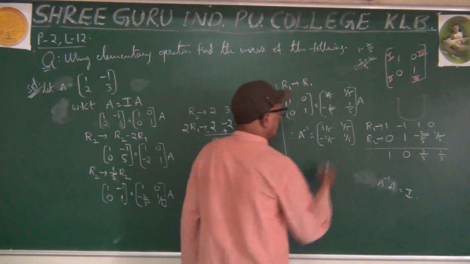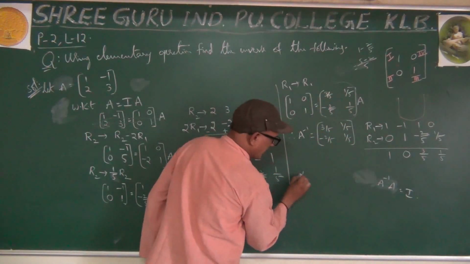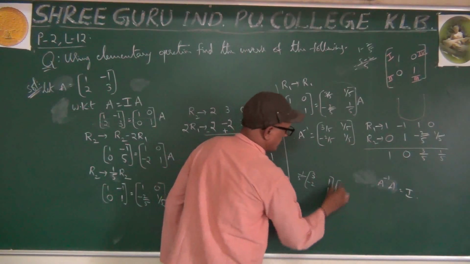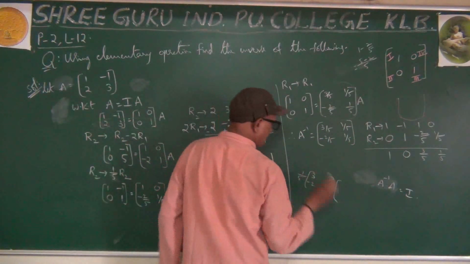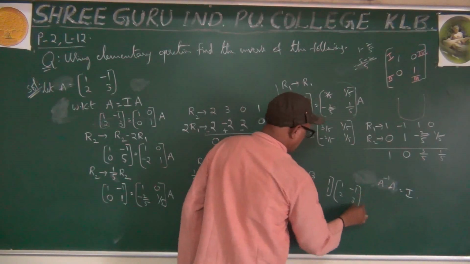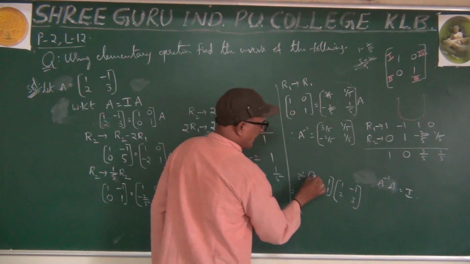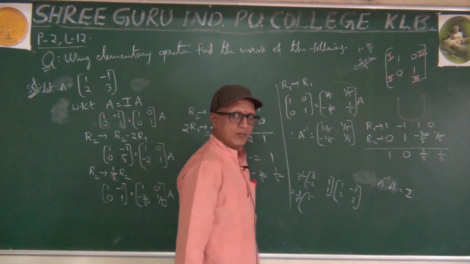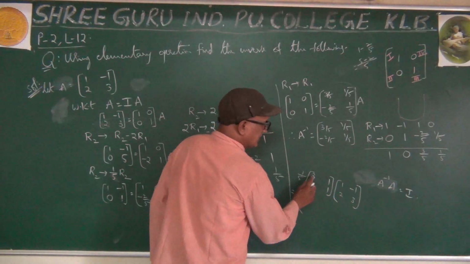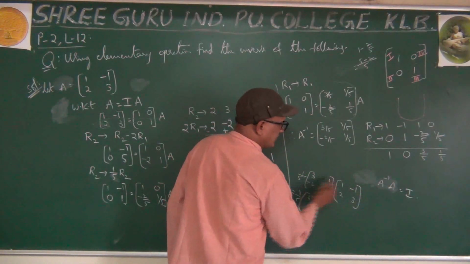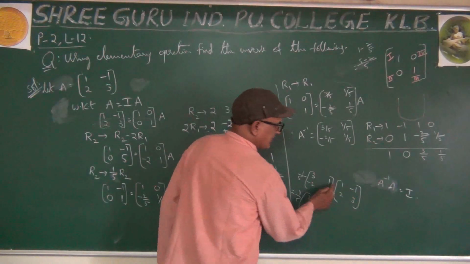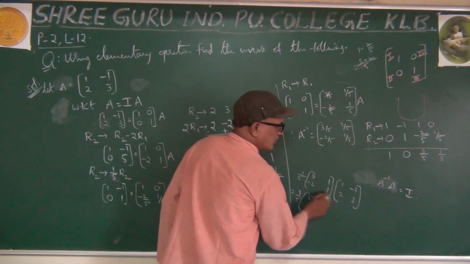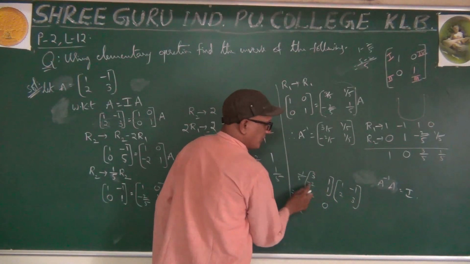Why do you take tension? Don't do like that, take 1 by 5 common: 3, 1, minus 2, 1 into 1, minus 1, 2, 3. Keep 1 by 5, multiply. 3 ones are 3 plus 1 into 2, 3 plus 2 is 5. First row, second row: 3 into minus 1 is minus 3, plus 3, 0. Minus 2 into 1 is minus 2, 1 into 2, minus 2 plus 2 is 0.